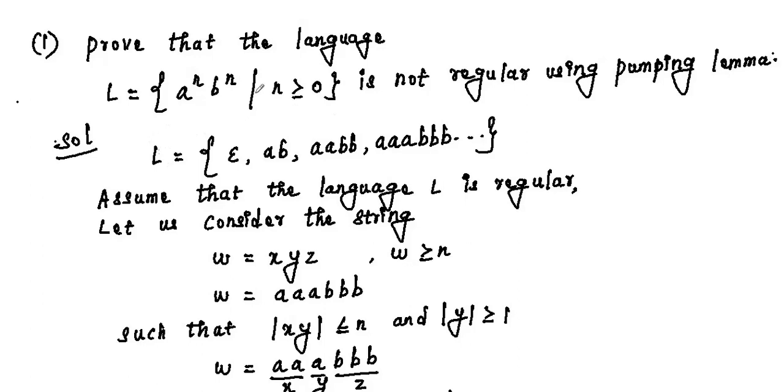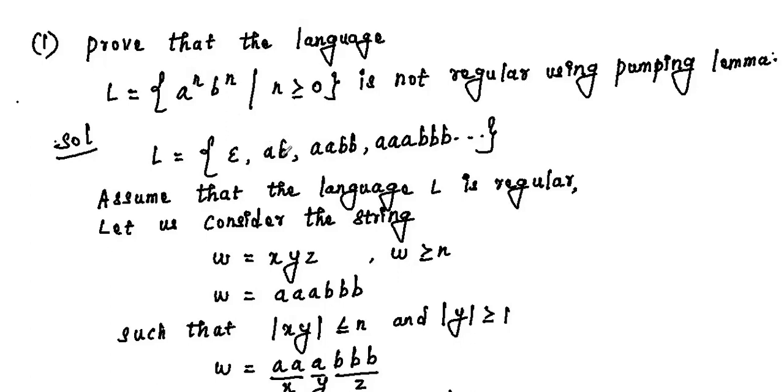First, we need to represent the language. In this question, they are given the condition n greater than or equal to 0. The limit starts from 0, 1, 2, 3 and so on. Here a raised to the power n, b raised to the power n. The n value is going to be 0 because n is greater than or equal to 0. A raised to the power 0, b raised to the power 0. Anything to the power 0 is 1 in mathematics. Coming to the theory of computation, a^0 b^0 is going to be epsilon. Next limit, a raised to the power 1, b raised to the power 1.